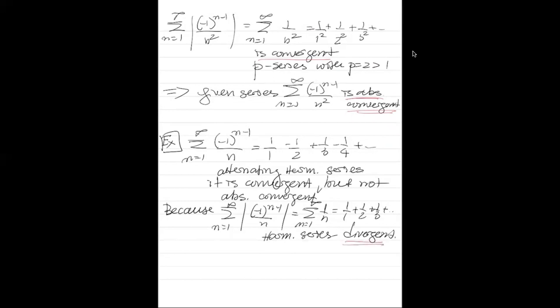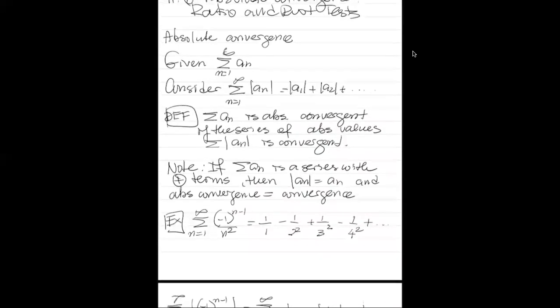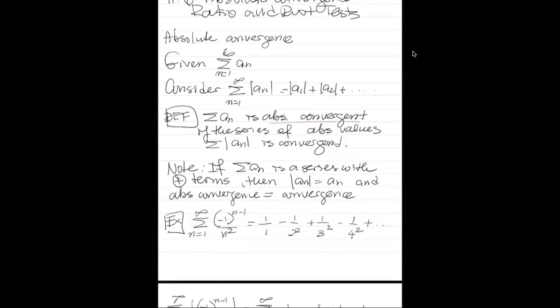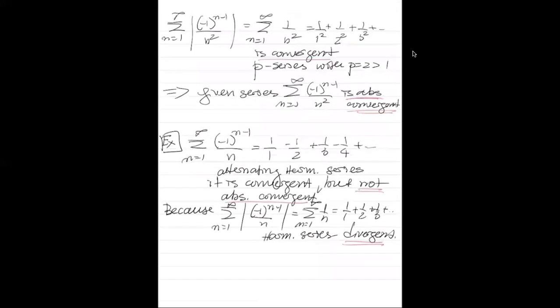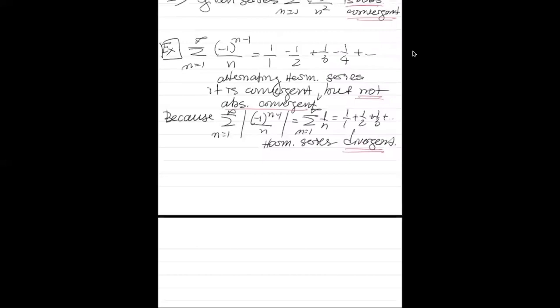Therefore, the original series is not absolutely convergent, because by the definition of absolute convergence, you need the series of the absolute value to be convergent. And in our case, it was not. The series with the absolute value ended up being the harmonic series, which we know is divergent. So the original series is convergent, but not absolutely convergent.